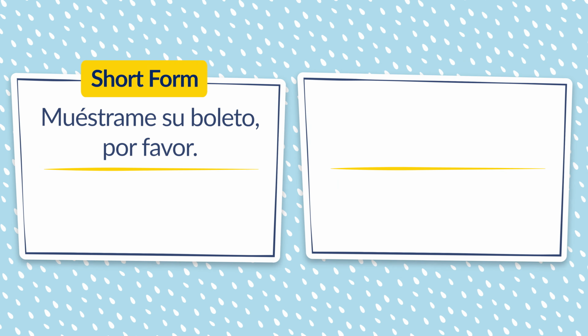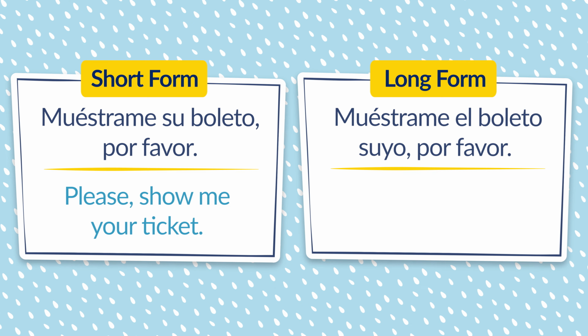In Spanish, the short form possessive adjectives are by far the most common. You can use them all the time and get on just fine. However, it's good to be aware of the long forms so you can understand them when they're used and maybe try and use them yourself. As we saw before, you can use short form and long form possessive adjectives interchangeably, and the meaning stays the same. Let's take a look at a couple of examples at the same sentence in English with both short and long form. Muéstrame su boleto, por favor. Please show me your ticket. Muéstrame el boleto suyo, por favor. Please show me your ticket.